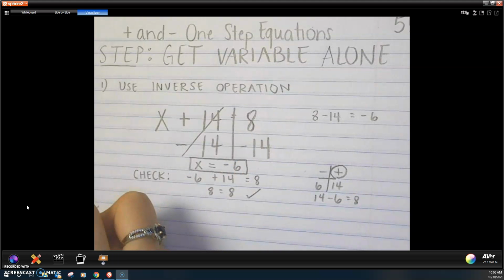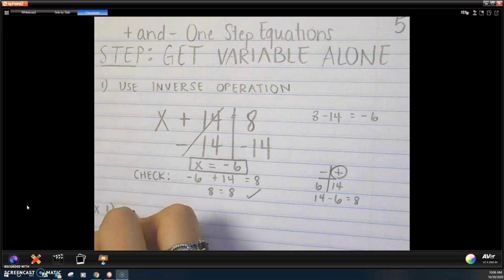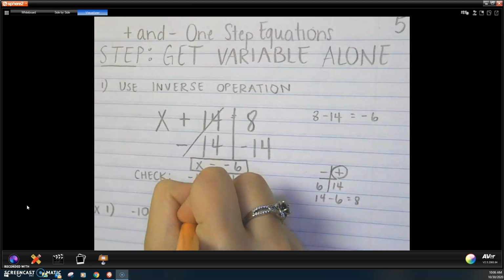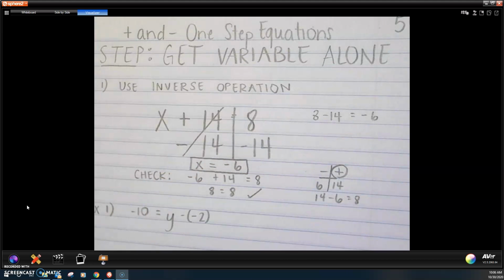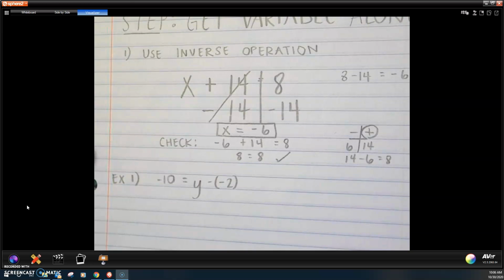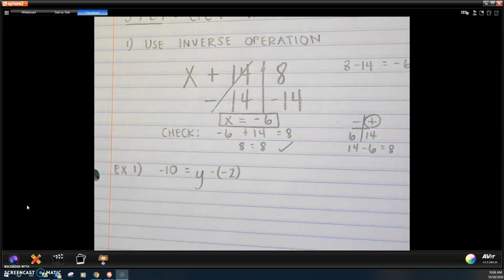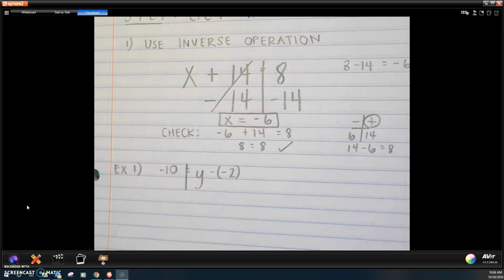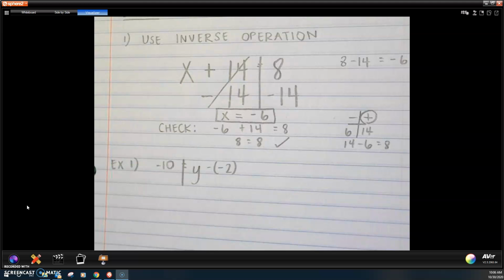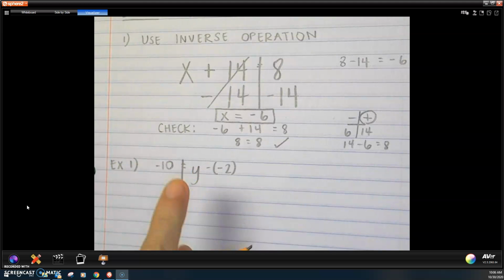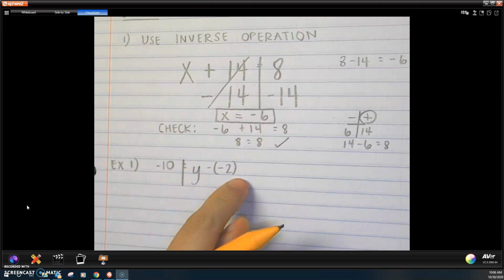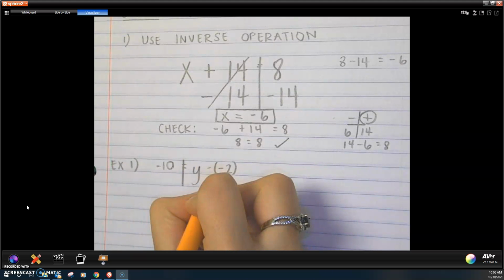Let's try another one. Negative 10 equals y minus negative 2. So first thing, we draw our line. We want y alone. Our variable, we want it alone, so on the right side. So that means we need to get rid of the minus negative 2. And the inverse of minus negative 2 is plus negative 2.